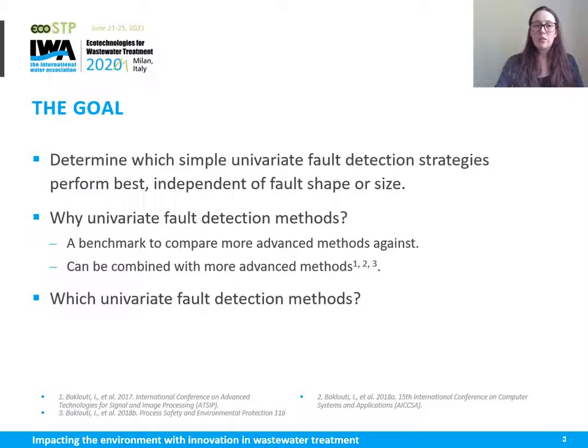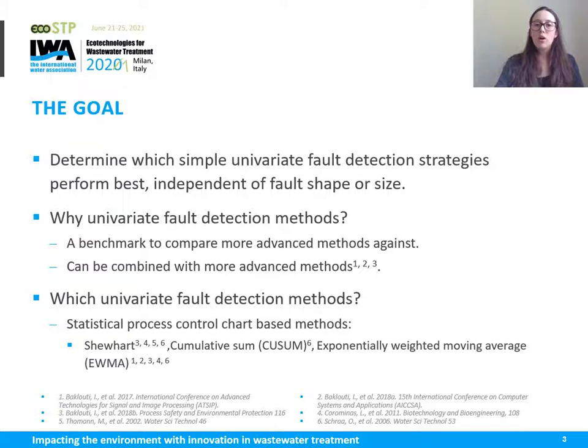The specific methods that were used are the Shewhart, cumulative sum, and exponentially weighted moving average charts. These methods have been used for the wastewater treatment process in several previous works, but without a rigorous comparison allowing us to conclude on a single method that should be pursued further.